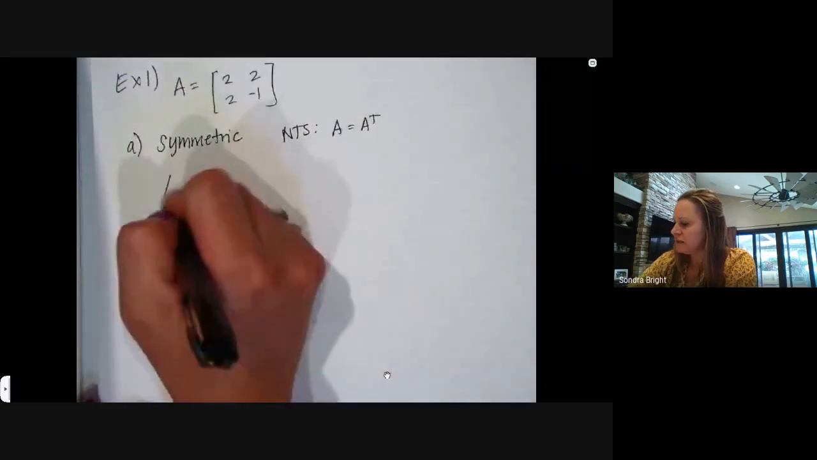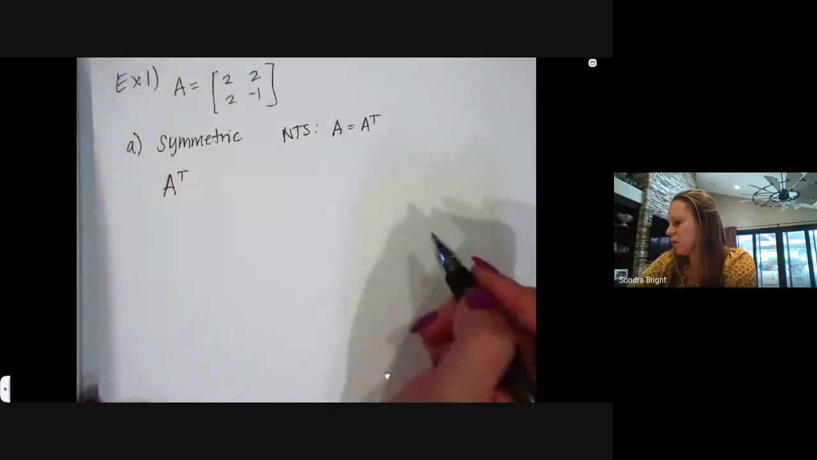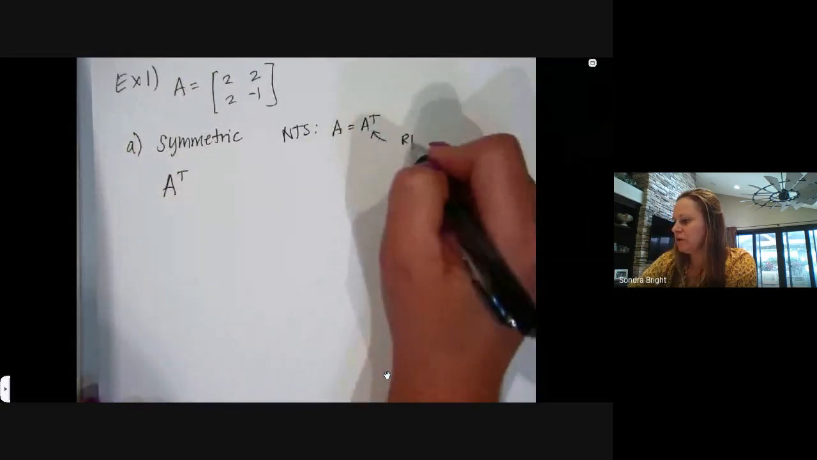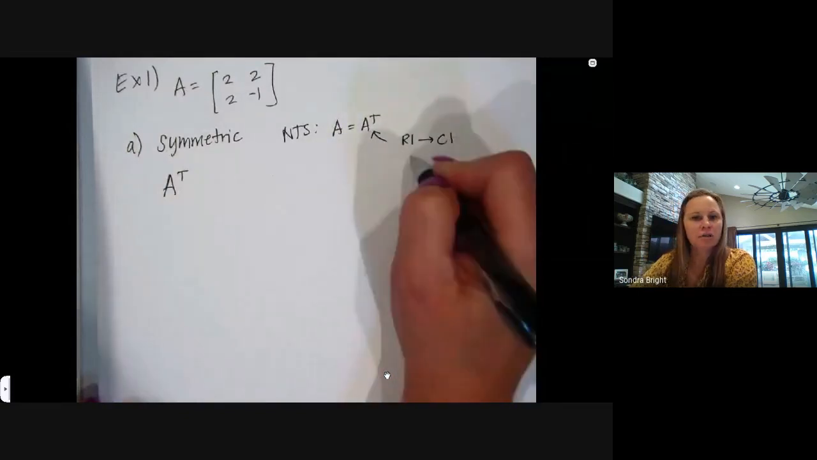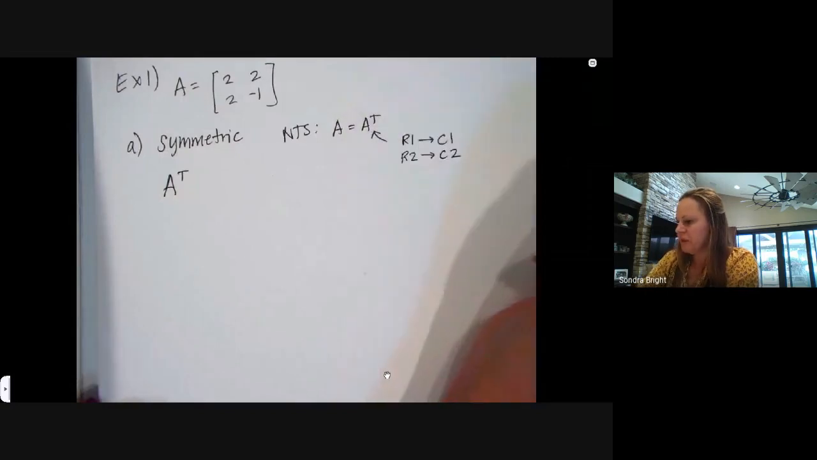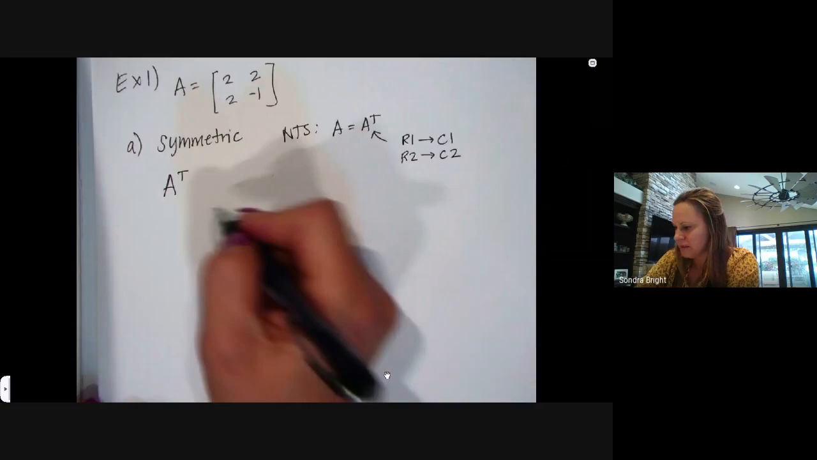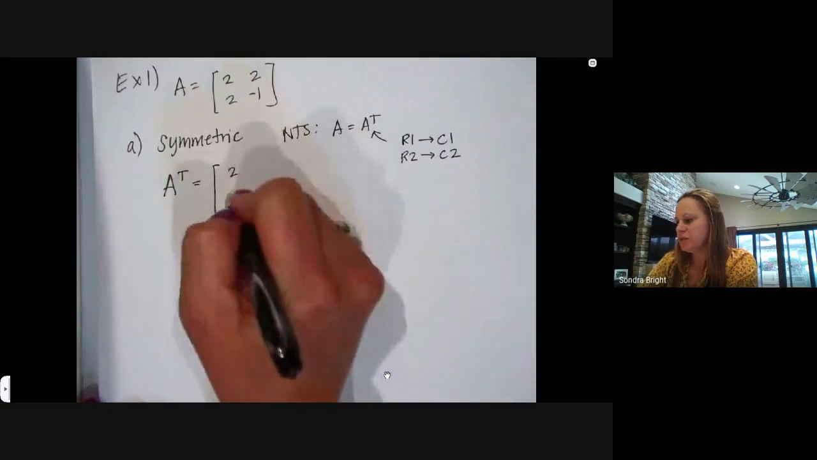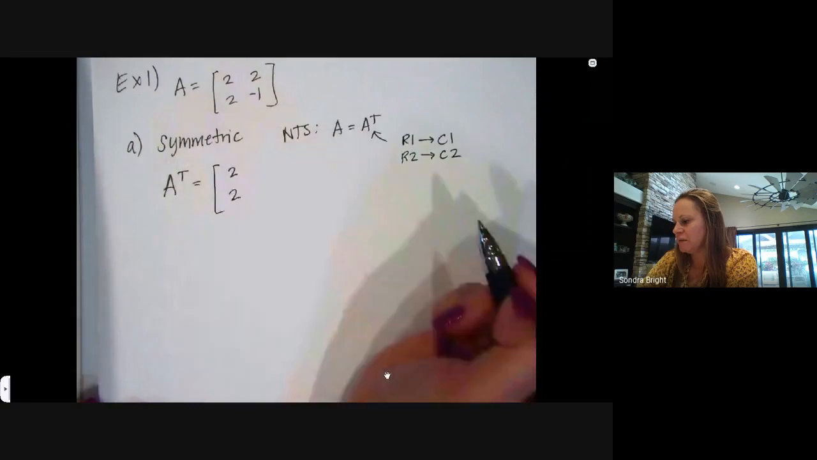A transpose means I'm going to take row 1 and it'll become column 1, and I'll take row 2 and it will become column 2. And that's what A transpose will be. So row 1 is 2, 2. That's going to become my first column. And row 2 is 2, negative 1. That'll be column 2.